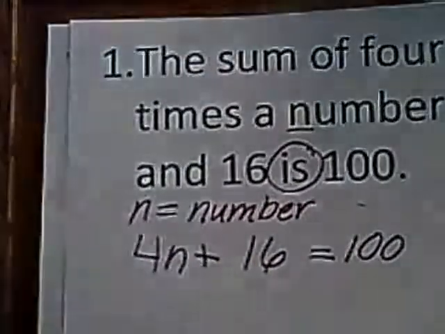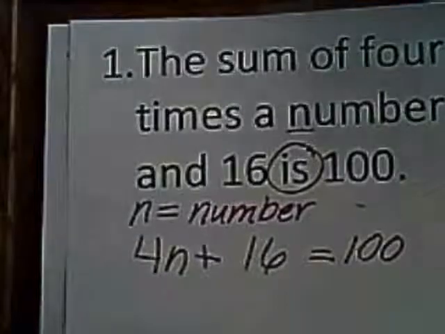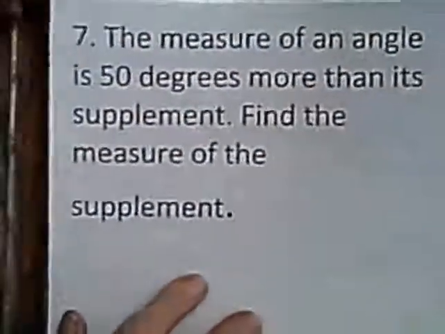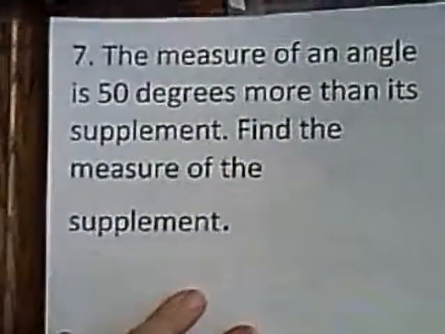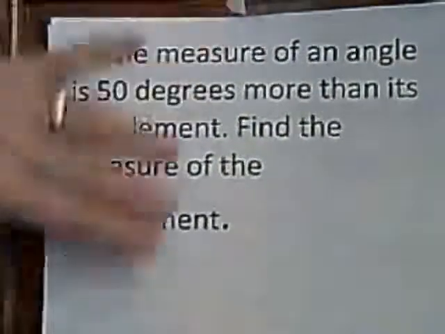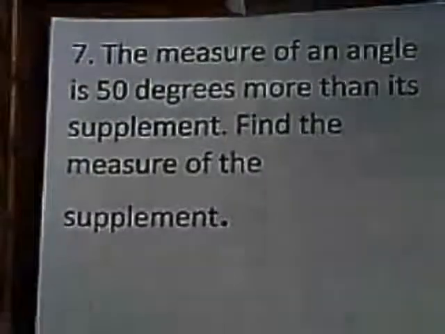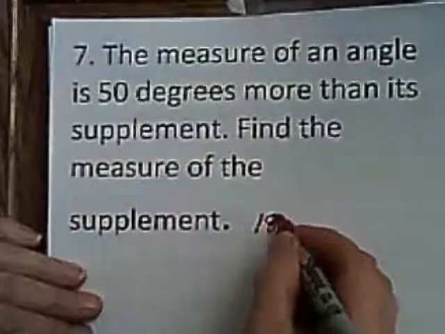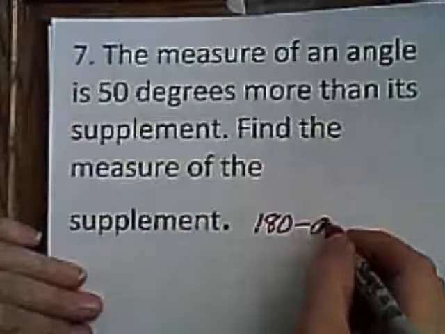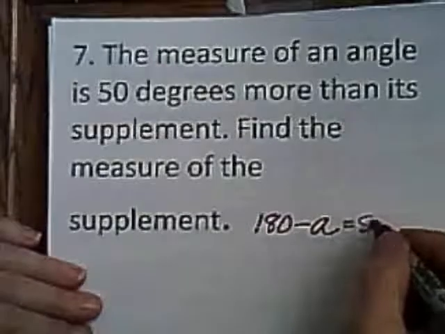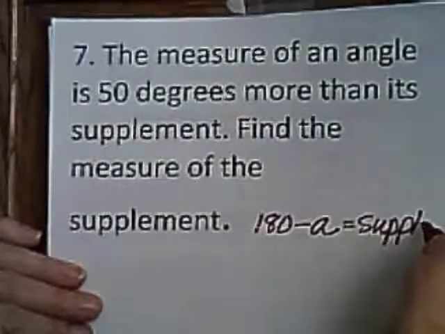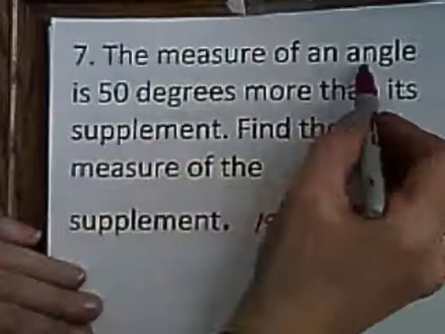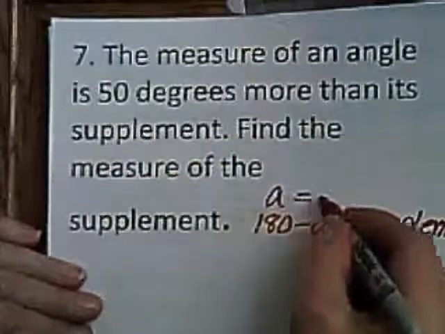Okay, the next one we're going to look at is number 7. The measure of an angle is 50 degrees more than its supplement. To define this variable, the supplement, of course, is 180 degrees minus whatever the angle is. So that's called the supplement, and that's one definition there. The other one is the angle itself, so A is just going to be the angle.